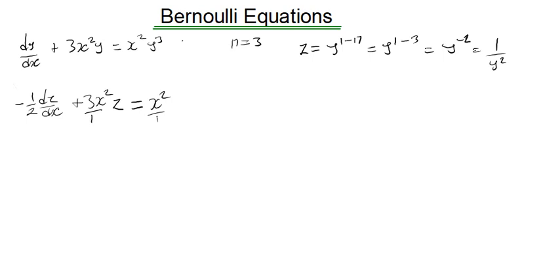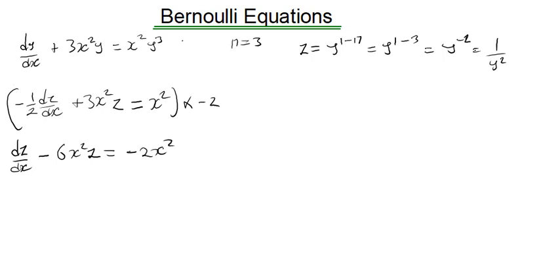Or maybe to simplify this, to write this in a very simple way for everyone to understand, I'm just going to multiply everything by negative 2, so that I get rid of that negative 1 over 2 there. Okay, so by doing so, I'm going to have dz dx minus 6x squared z there. Okay, then that is going to be equals to negative 2x squared, like that.